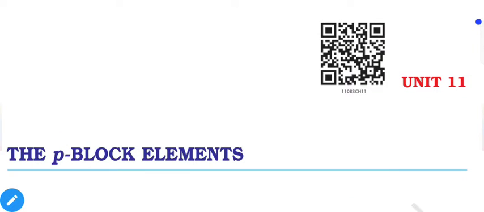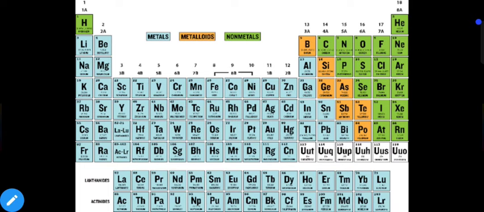Hello students, welcome. So today we are going to start new unit 11, P block elements, because S block elements was already covered. So let's move to the next unit. When the last electron enters into the outermost p orbital, the element is called a P block element.